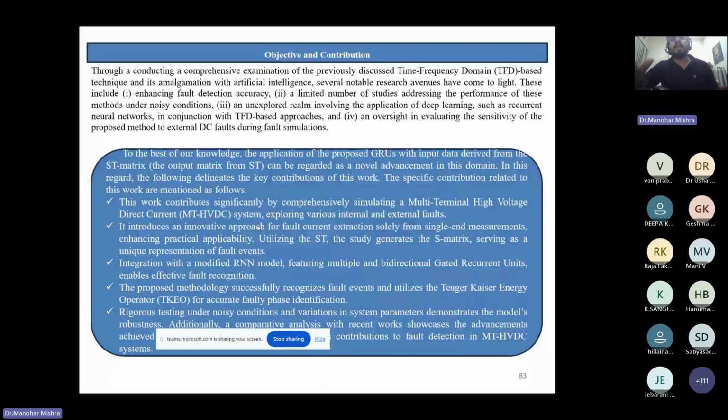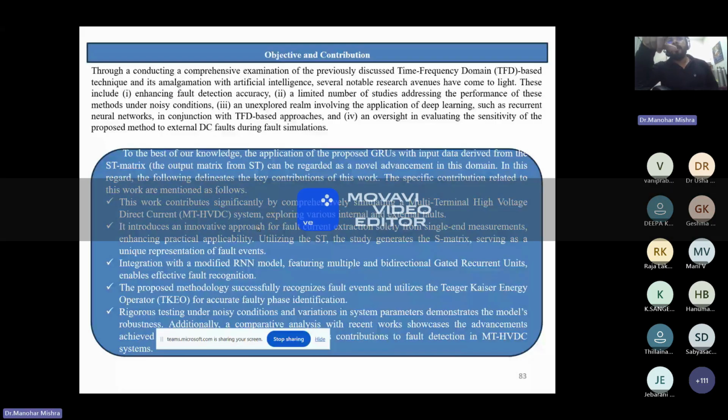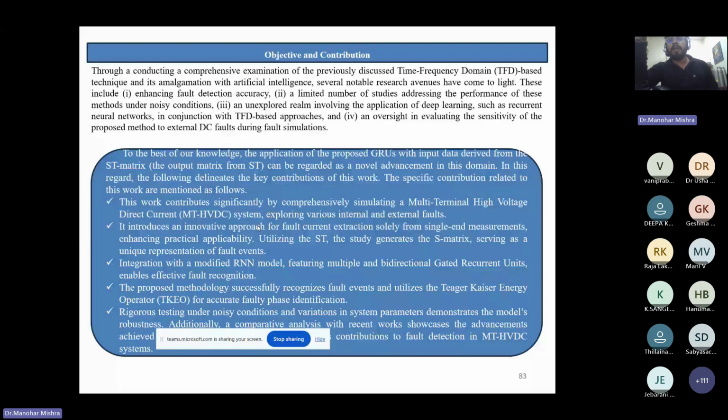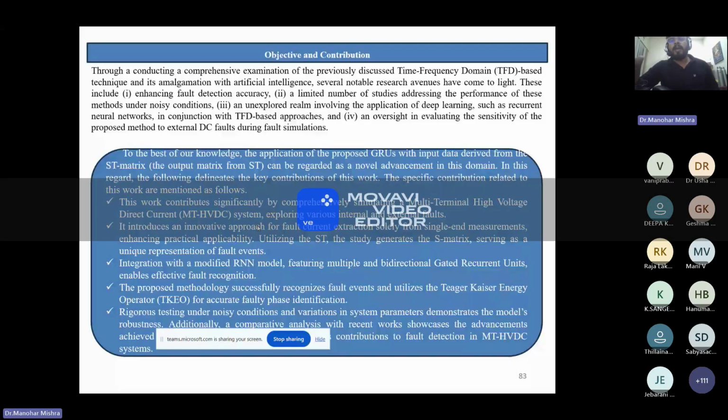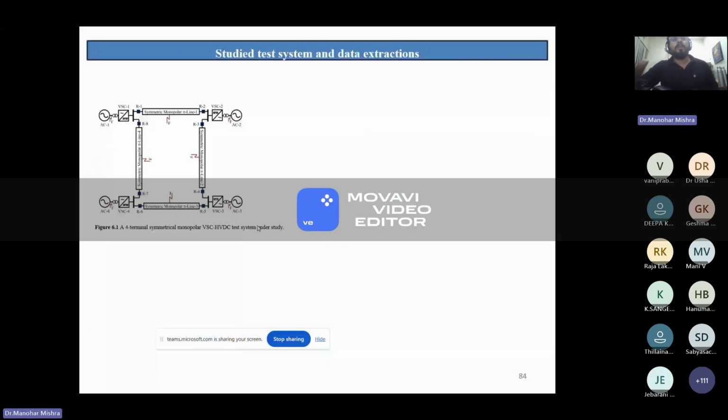Here we have applied the S transform as a feature extraction technique, and a modified RNN, a deep learning technique, the GRU, gated recurrent unit. We designed a bidirectional gated recurrent unit, not actually bidirectional, we made it bidirectional, and the Teager energy operator we have applied for fault identification. So this is the model, the system that we have modeled.